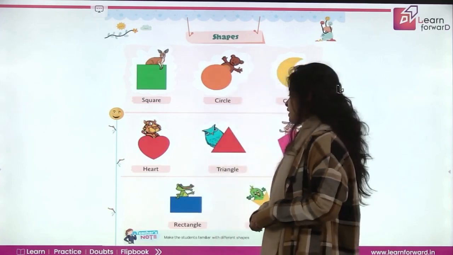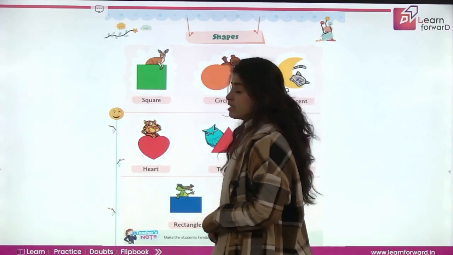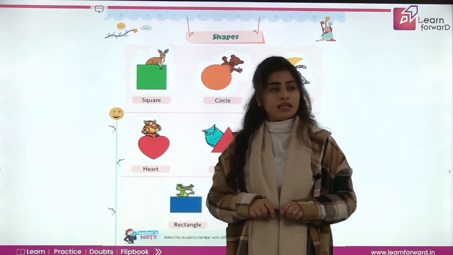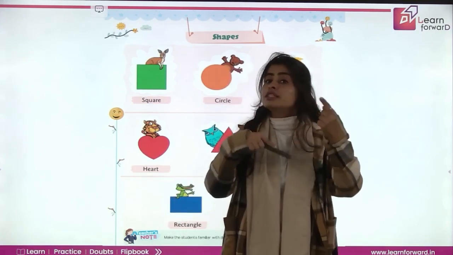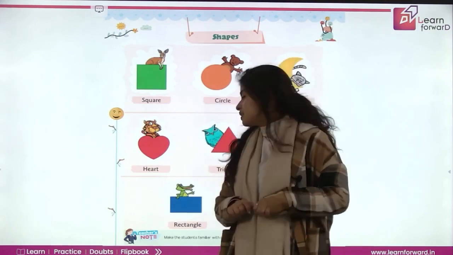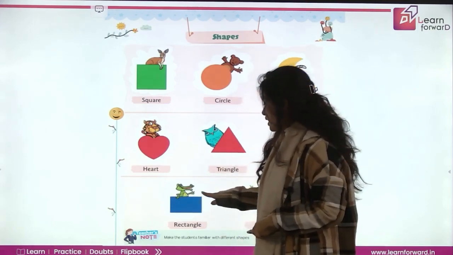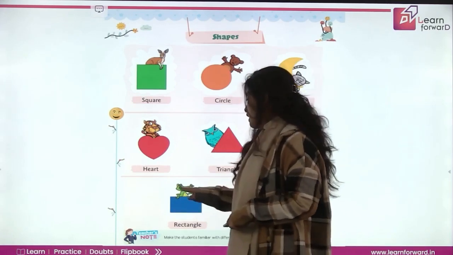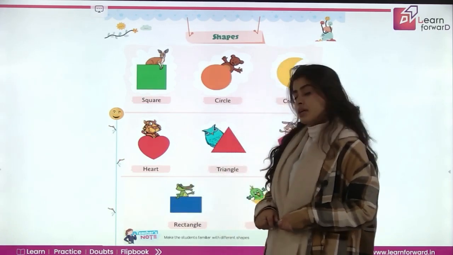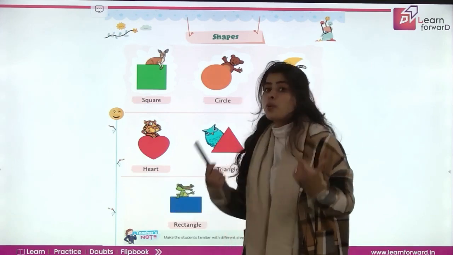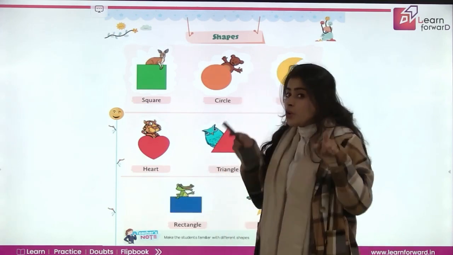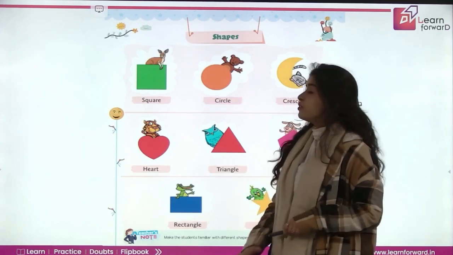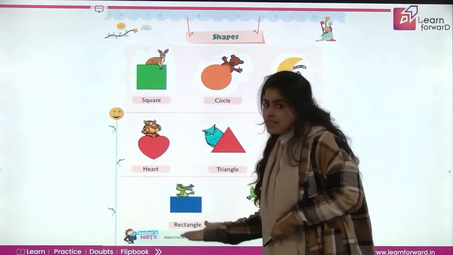Okay. Next is rectangle. Now, rectangle is also having 4 sides, but in rectangle, opposite sides are equal. See, this side and this side are equal. Then this side and this side is equal. Okay. In rectangle, opposite sides are equal, not all 4 sides. Okay. So please be careful with the square and the rectangle.